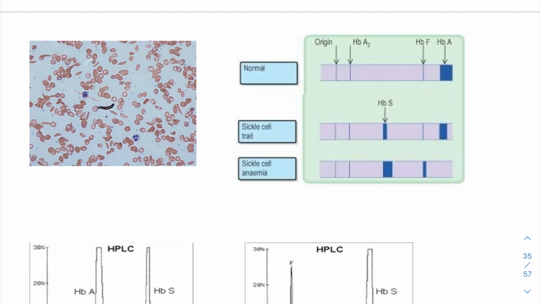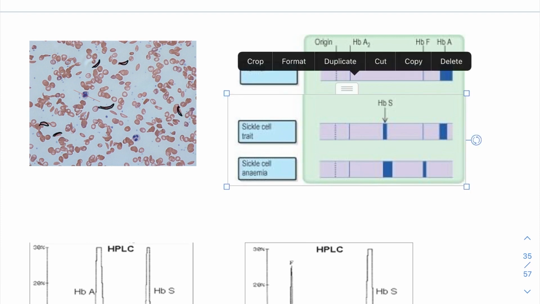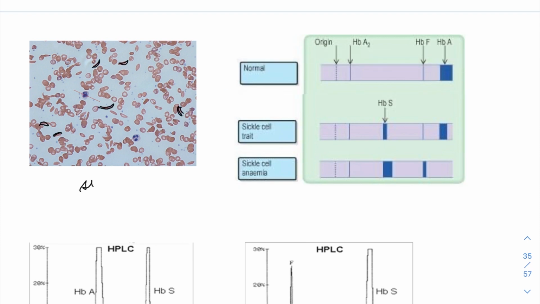In this image of a peripheral smear, lots and lots of sickle cells are there. Characteristically, you can see these many sickle cells in the peripheral smear. This is the normal electrophoretic pattern. If you keep the blood sample over here, based on the charge, the hemoglobins will start moving in the gel.